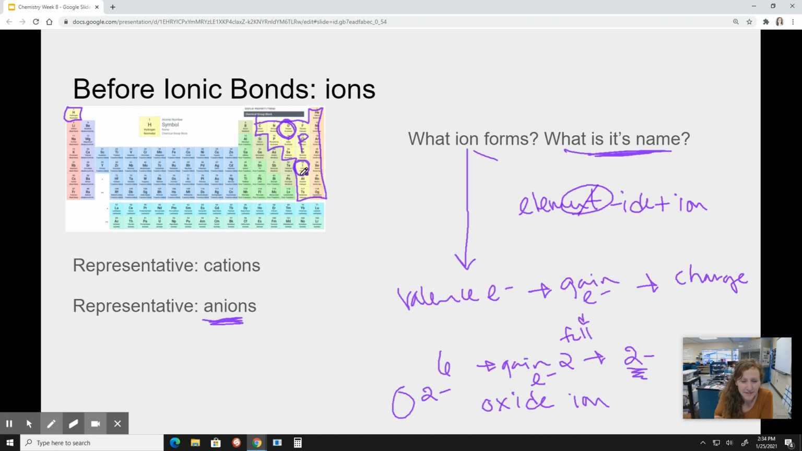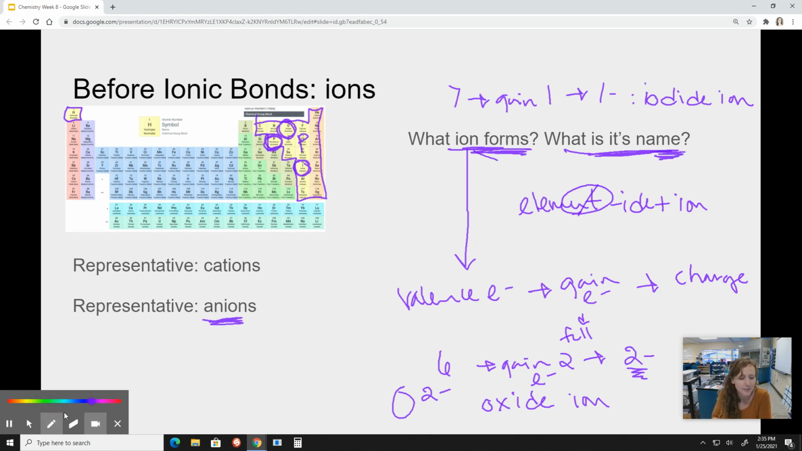Iodine would form a similar pattern, right? So iodine has 7 valence electrons. It's going to gain 1 electron in order to have that full valence shell, that full octet. So it will be a 1- ion, and its name, instead of being iodine, will be iodide ion. Okay, so you try phosphorus. Go ahead. Tell me the charge that phosphorus forms and what the name of that ion will be.